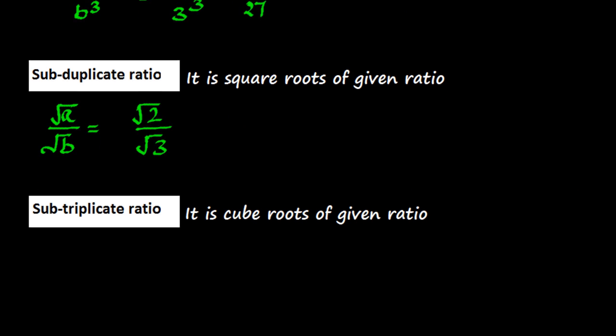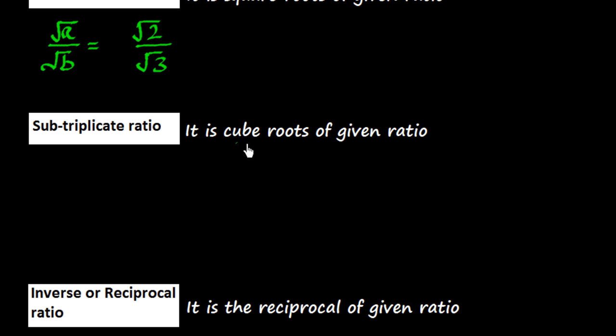Now we see the subtriplicate ratio. The subtriplicate ratio is the cube root of a given ratio. If we have a ratio A over B, it would be cube root of A over cube root of B. So we could write in this way. If we have ratio 2 over 3, we could write cube root of 2 over cube root of 3. So in this way we could find out the subtriplicate ratio.